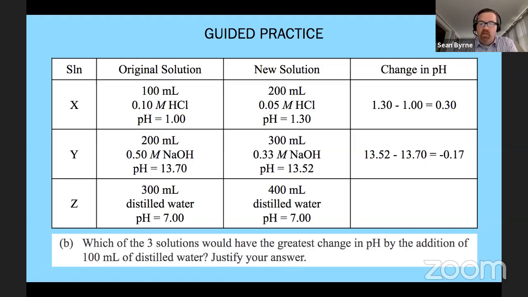Water doesn't change, right? We add some more water to it, but the pH is not going to change. As we learned yesterday, the only way we're going to change the pH of distilled water is to change the temperature. So as long as we stayed at 25 degrees Celsius, which the problem told us, we have no change in our pH.